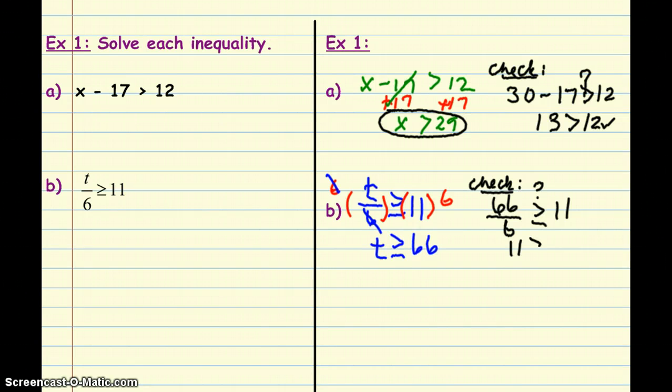6, so 11. I'm just fixing that up a little bit. 11. So yes, we're good to go.